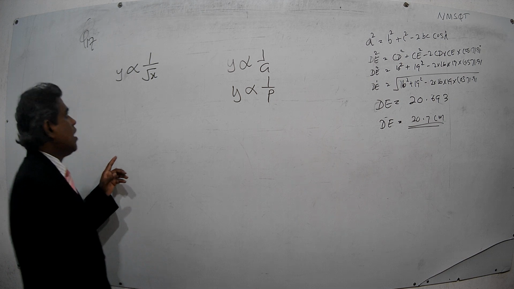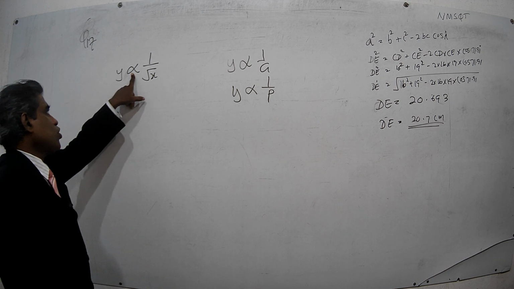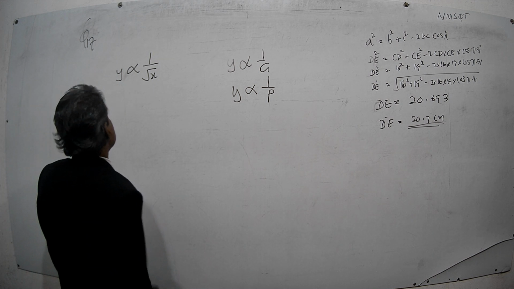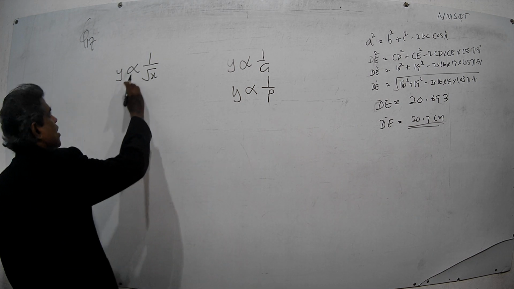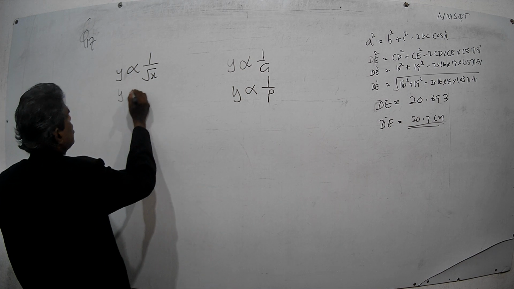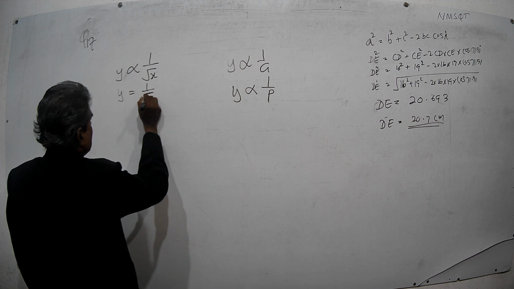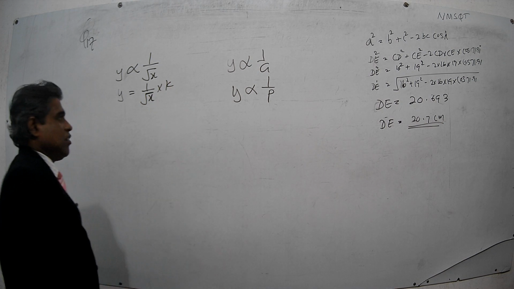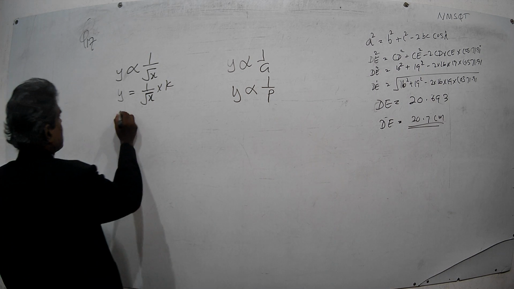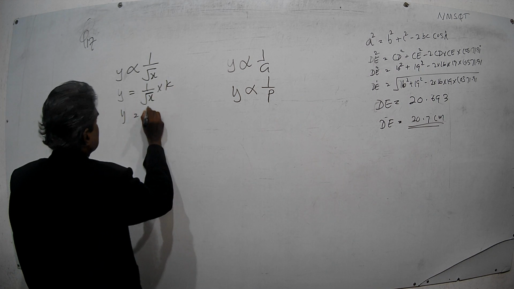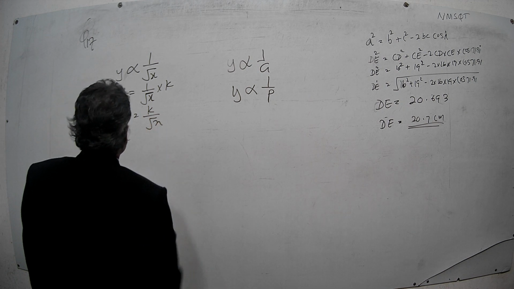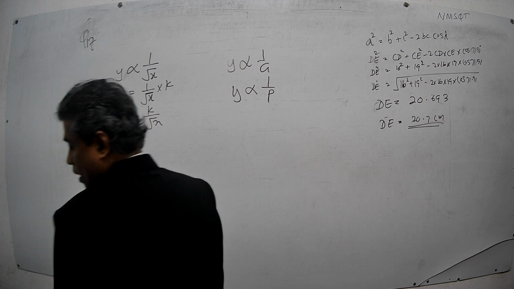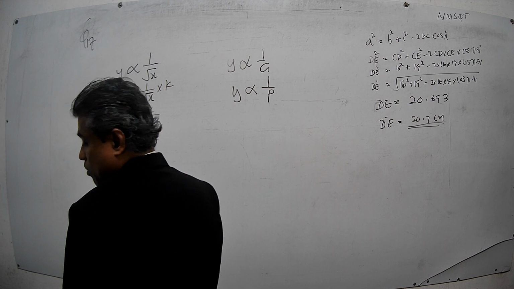To replace the proportion sign with an equation sign, you have to introduce the constant of proportion k. Then this proportion can be converted into an equation by introducing k like this. You always multiply it. Then this can be written as y equals k multiplied by 1, which is k over square root x. This will be the format, or the shape, of the formula for y.